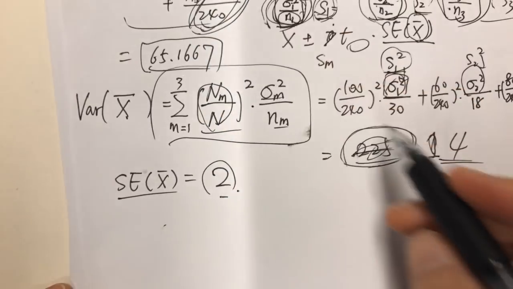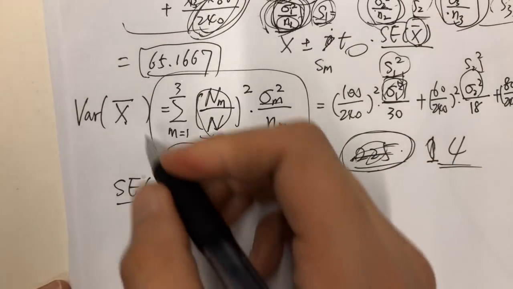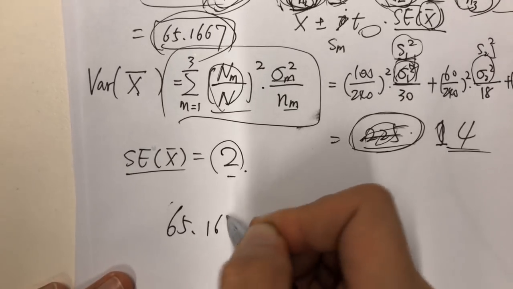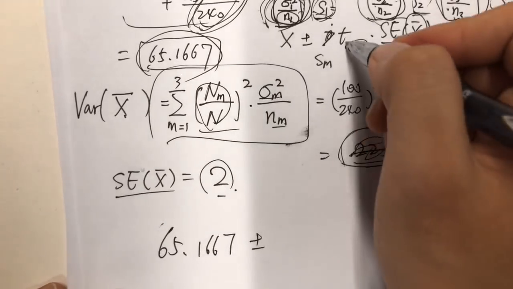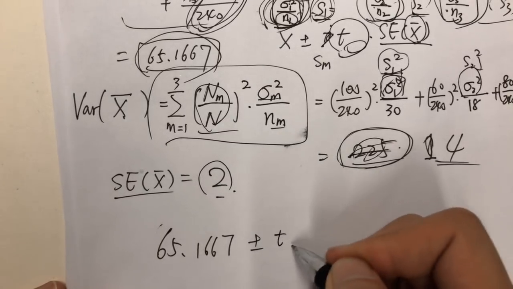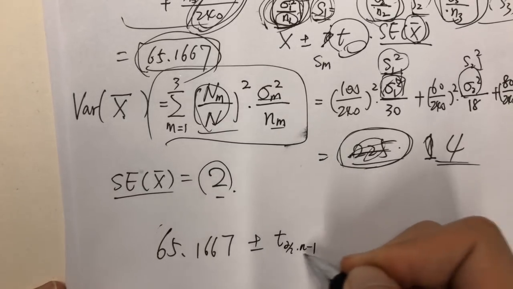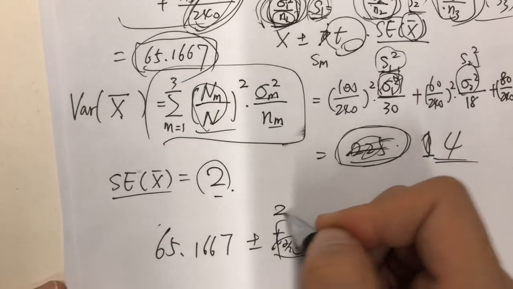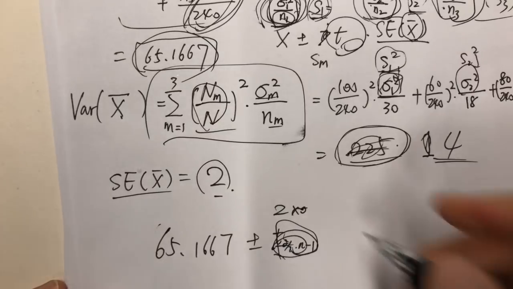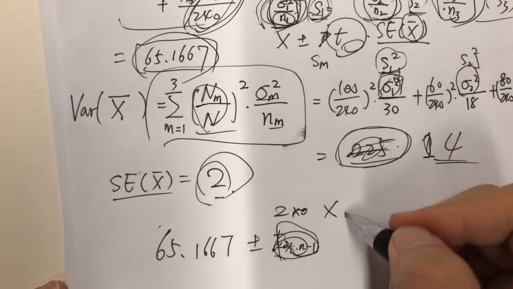Therefore, if you want to build a confidence interval, you can use the X bar you calculated, which is 65.1667, plus or minus some t distribution. So t should be t half an alpha, n minus 1. For example, this is 2.00 something, okay? Suppose the t equals 2, times the standard error 2.